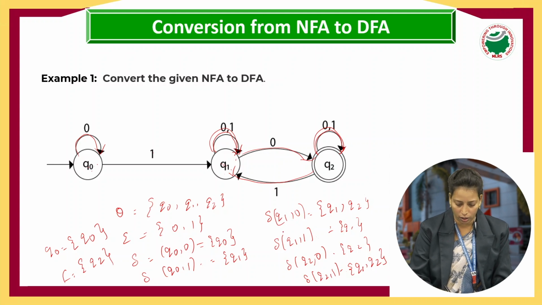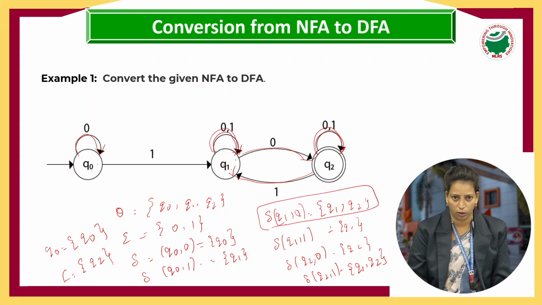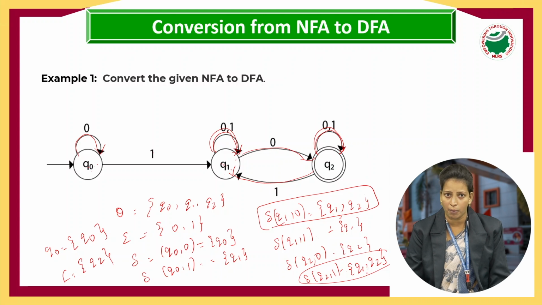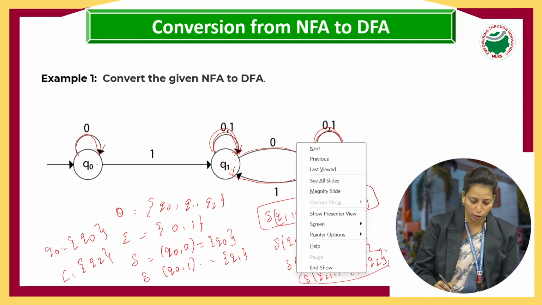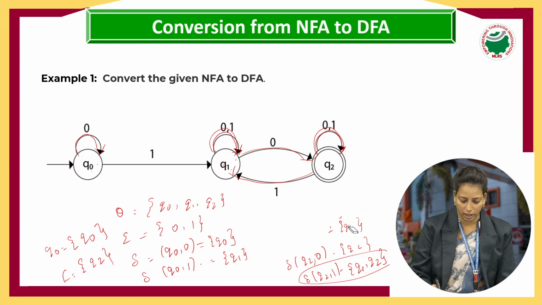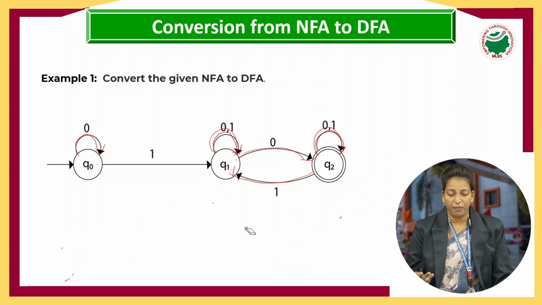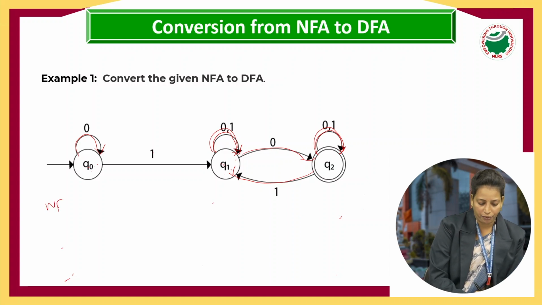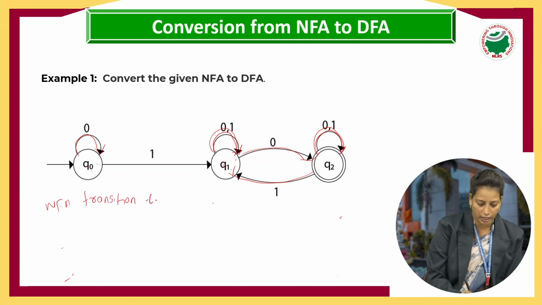That means here Q1 of 0 goes to Q1 and also Q2. Also consider this one, delta of Q2 of 1 goes to Q1 comma Q2. So this is the correct example to convert NFA to DFA. Before converting from NFA to DFA, construct the NFA table for the following transition diagram. First, draw the NFA transition table.